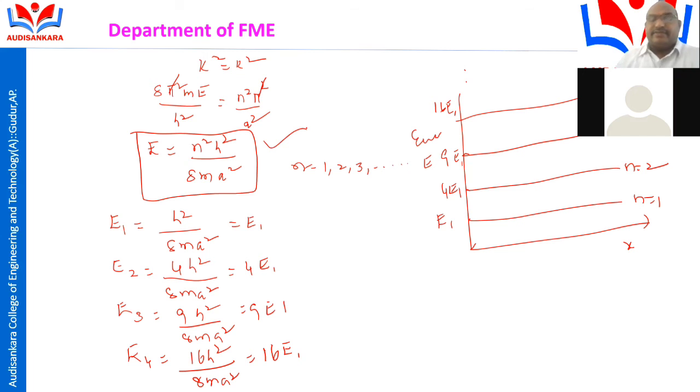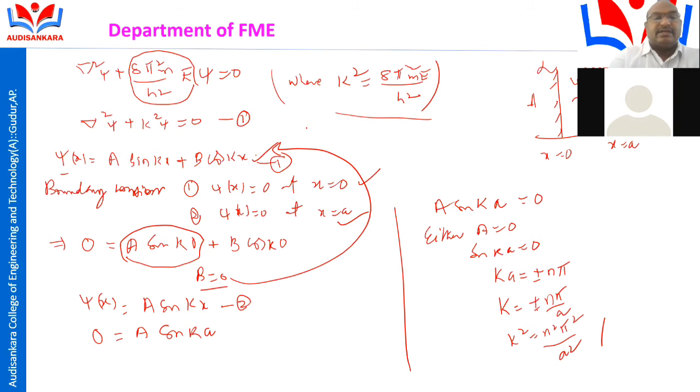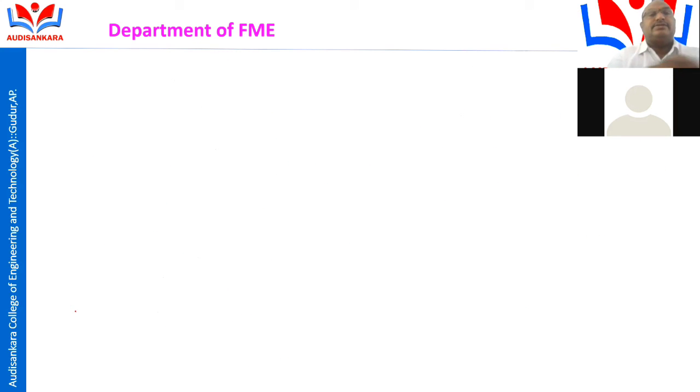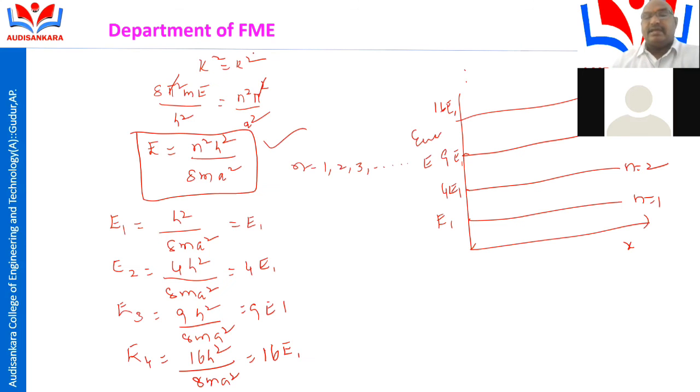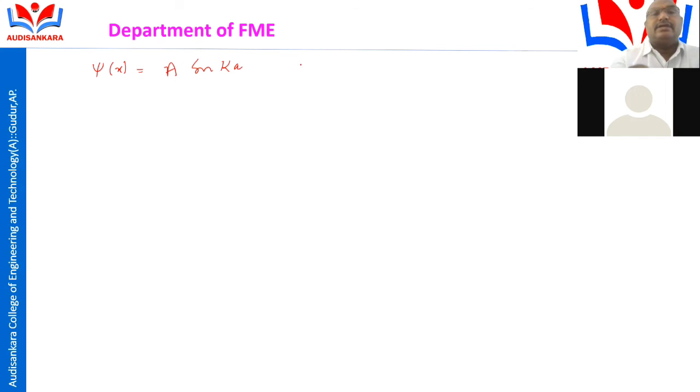Then we'll calculate the eigenfunctions. And before this, here psi of x is equal to A sin kx. My dear students, the eigenfunction says psi of x is equal to A sin ka. But ka is here the value of n pi by a. So k is equal to n pi by a. Psi of x is equal to A sin n pi by a into x.